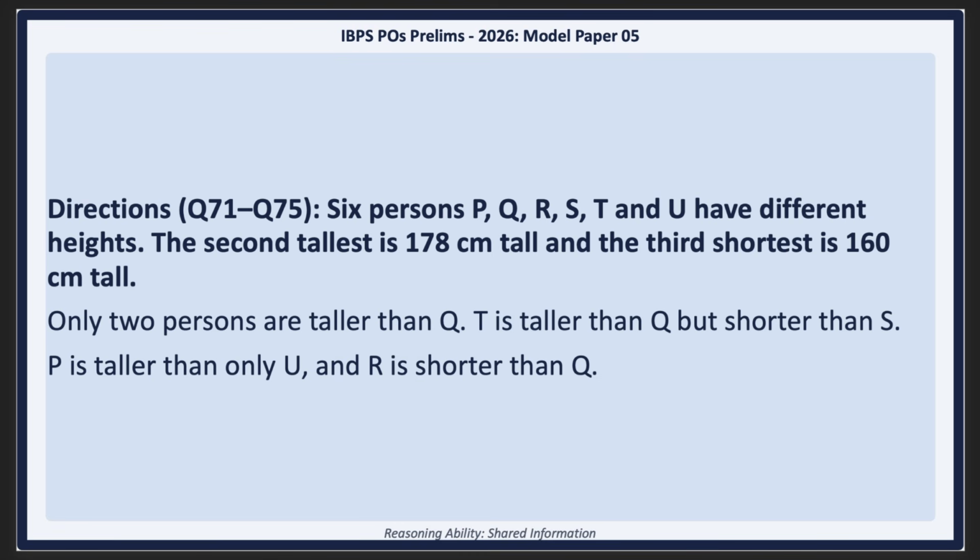Next, T is taller than Q, but shorter than S. That neatly gives us our top three right away. S is the tallest, T is second, and Q is third. The word only is doing a lot of heavy lifting in the next clue too, isn't it? P is taller than only U. Incredibly heavy lifting. If P is taller than only one single person in the whole group, P has to be the second shortest. Yeah. And U must be the absolute shortest person overall. Leaving just R to fill the remaining empty slot, which is fourth from the top. So our final order from tallest to shortest is S, T, Q, R, P, U.